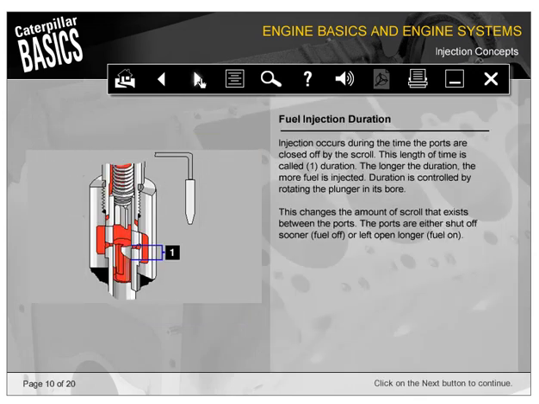Injection occurs during the time the ports are closed off by the scroll. This length of time is called duration, shown here as number 1. The longer the duration, the more fuel is injected. Duration is controlled by rotating the plunger in its bore. This changes the amount of scroll that exists between the ports. The ports are either shut off sooner, fuel off, or left open longer, fuel on.